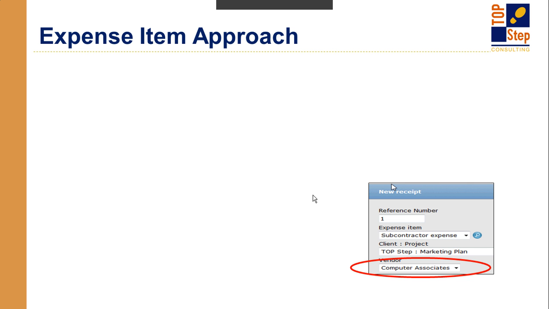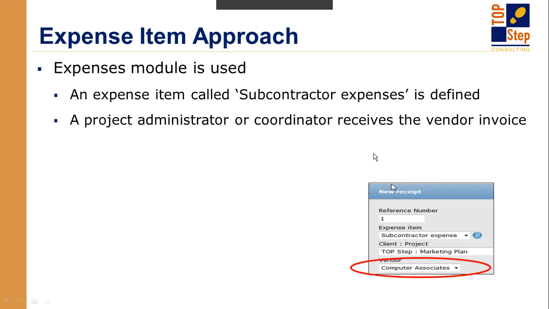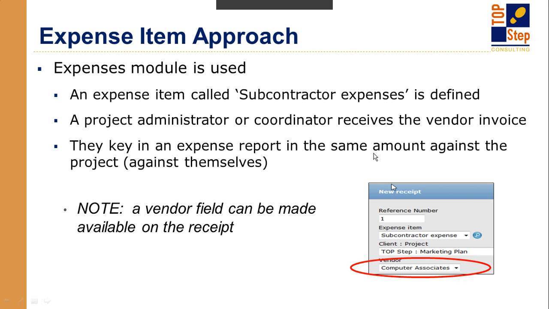So let's talk about the expense item approach first. With the expense item approach, your expenses module is used, and you have an expense item that you call subcontractor expenses that you would define in your system. And a project administrator or coordinator receives the vendor invoice, or a finance person, and they key in an expense report in the same amount against the project. And it says against themselves. What that means is that they use their username attached to that expense. Or they have the option of proxying in as, say, the project manager and using that name against that expense.